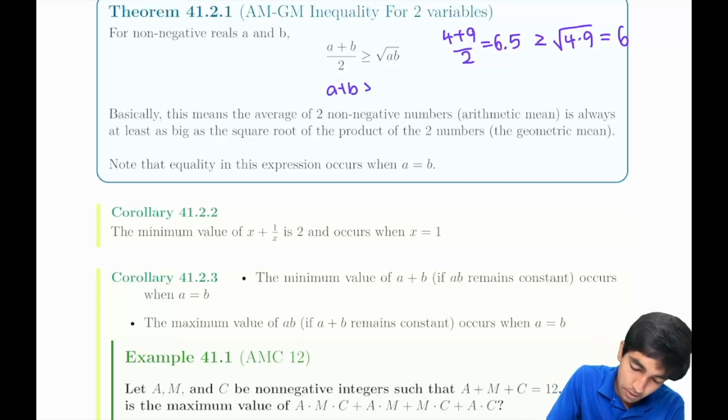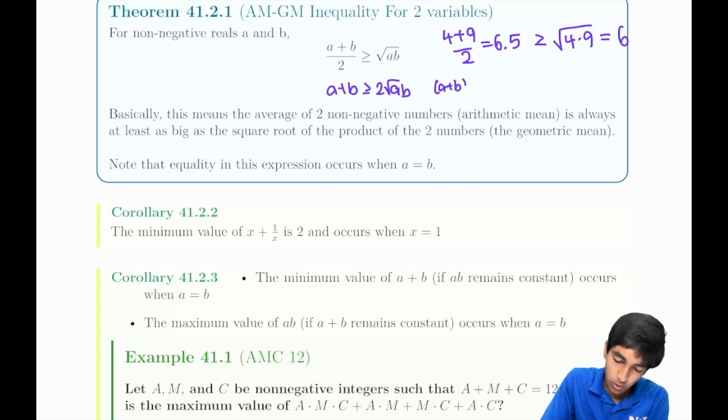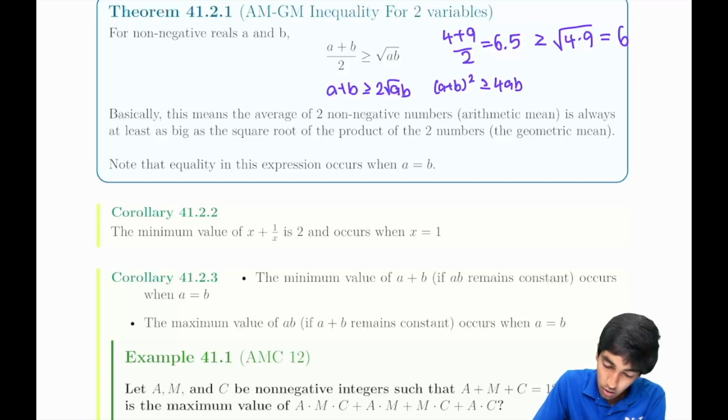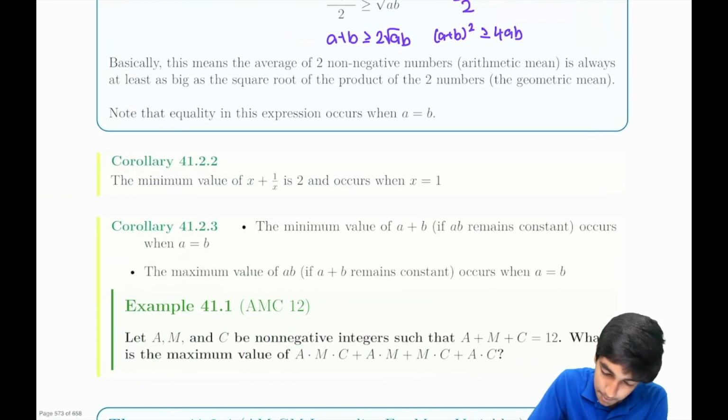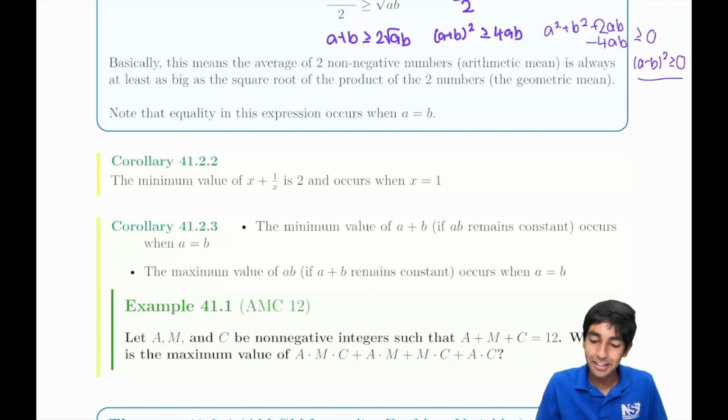a plus b over 2 is greater than or equal to root ab, so a plus b is greater than or equal to 2 root ab. Now we square. We get (a + b) squared greater than or equal to 4ab. And now take a look. We can rewrite this as a squared plus b squared plus 2ab minus 4ab is greater than or equal to 0. But take a look, that's just (a - b) squared. And this is true because of the trivial inequality. So even though it's trivial, it's really so useful.